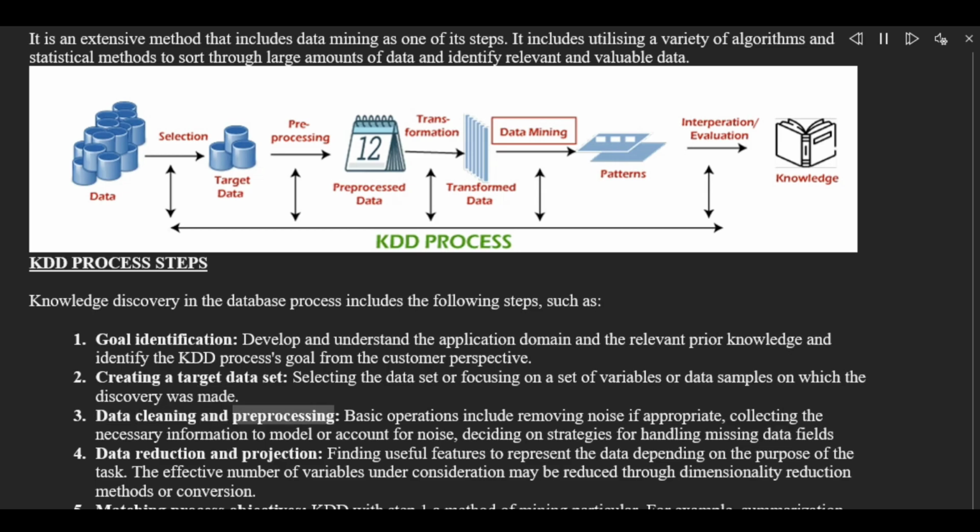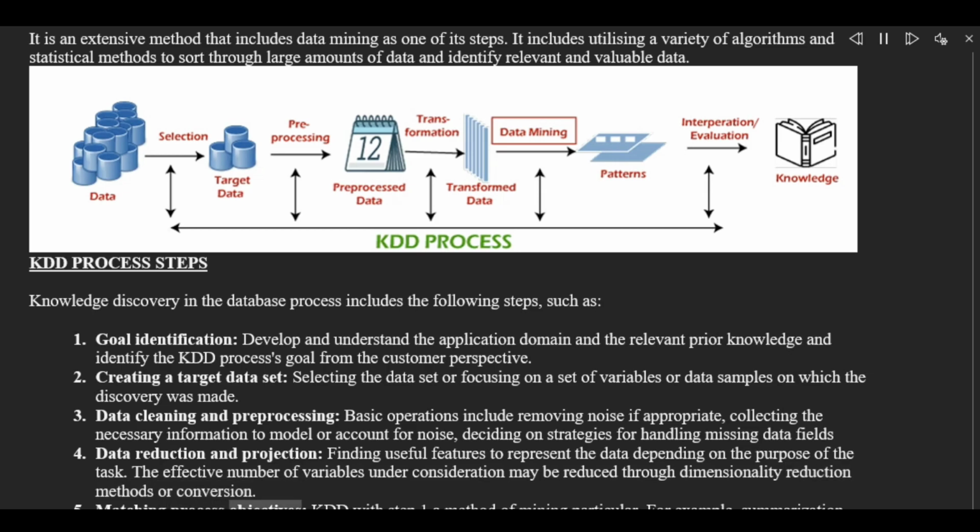Data cleaning and pre-processing. Basic operations include removing noise if appropriate, collecting the necessary information to model or account for noise, and deciding on strategies for handling missing data fields. Data reduction and projection: finding useful features to represent the data depending on the purpose of the task. The effective number of variables under consideration may be reduced through dimensionality reduction methods or conversion.